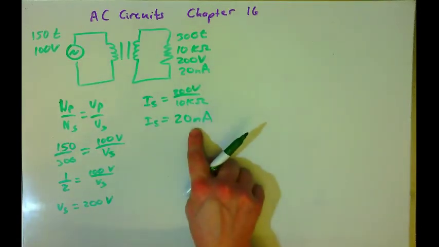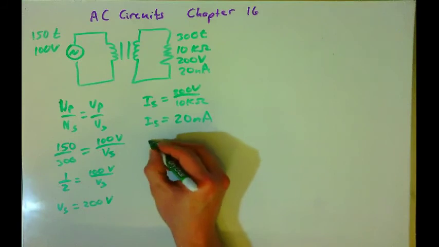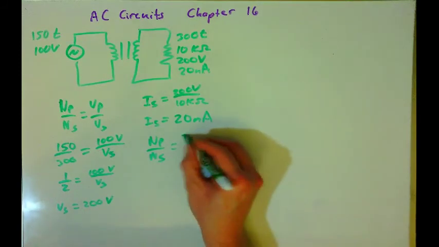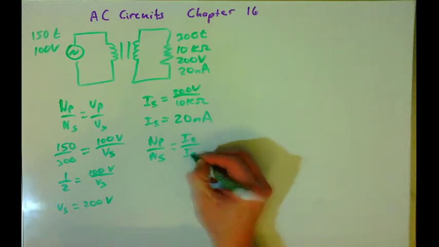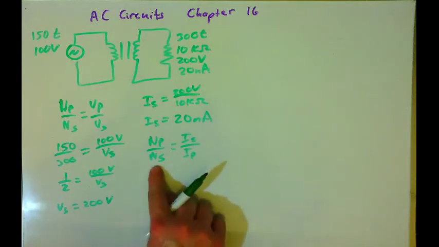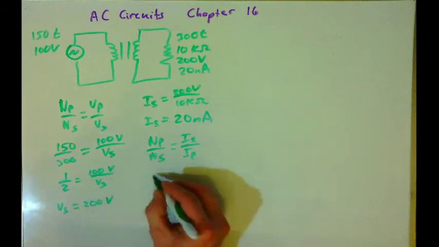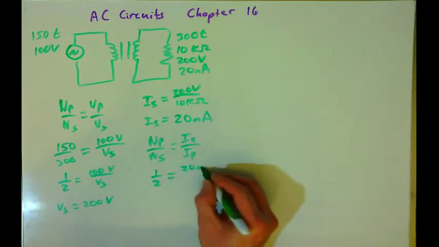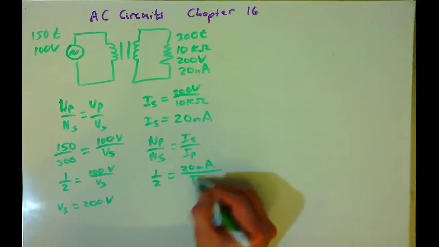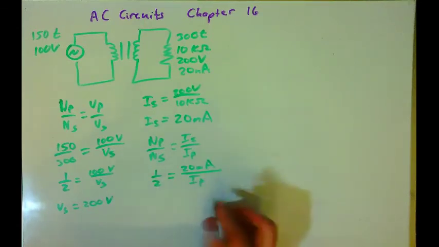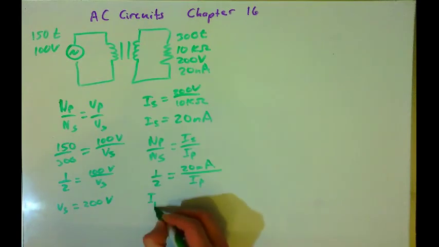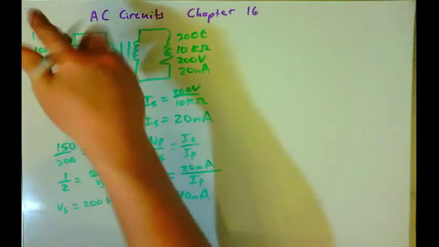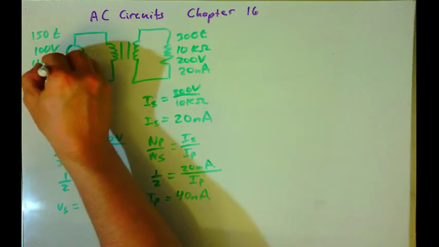Now that I know the secondary current, I can find the primary current using the turns ratio. NP over NS is equal to IS over IP. I'm looking for IP. So the turns ratio is 1/2. Secondary current is 20 milliamps. We're looking for IP, and so we'll cross multiply. We'll get IP is equal to 40 milliamps. So the primary current is 40 milliamps.